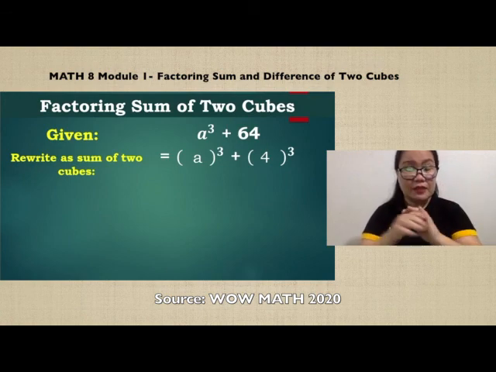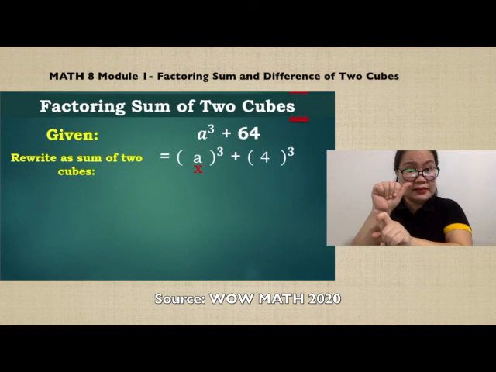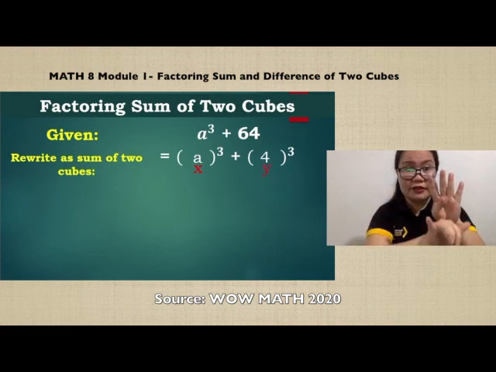So, etong a na to, yan ang magiging x natin. Etong 4, yan ang y o yung last term natin.